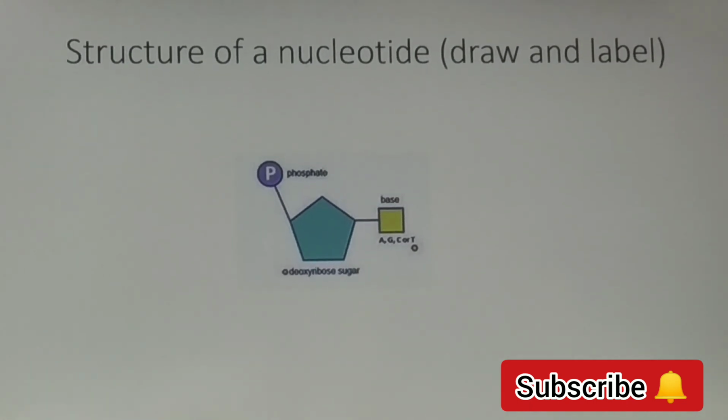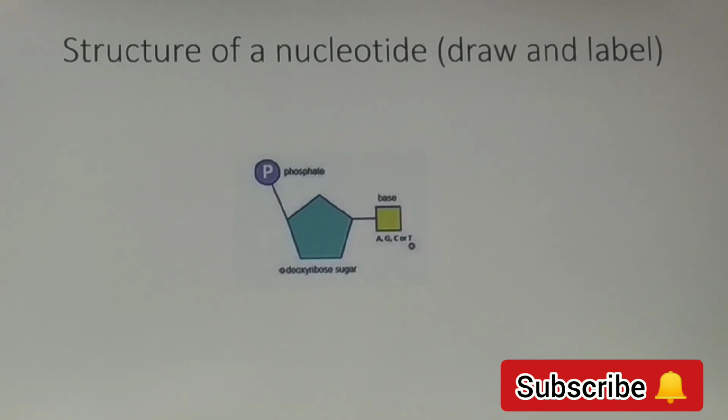This is to be studied by drawing and labeling. Draw and label the diagram and study to draw the structure of a nucleotide. So you can see the deoxyribose sugar, the phosphate group and the base, the nitrogen base. So after drawing the figure, label the 3 parts and keep.